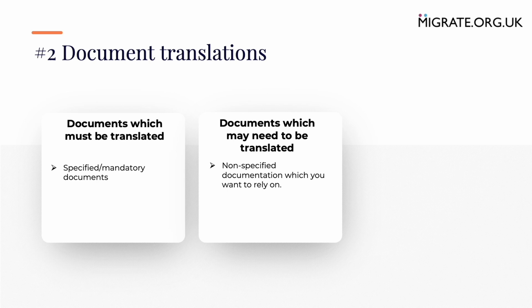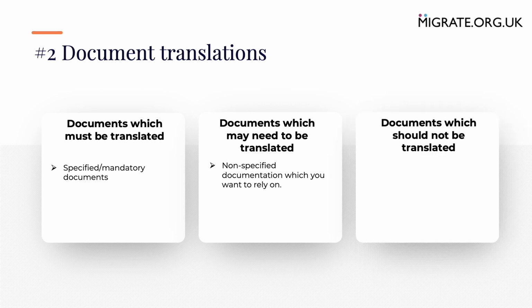So hopefully from these 2 examples you get the idea that when it comes to non-specified or non-mandatory documentation, this really requires a question of judgment based on how important that document is to the application. So which documents should not be translated? If the document is irrelevant or carries no weight with regards to satisfying the requirements, we would not recommend for it to be translated, as doing so would just be a waste of money.